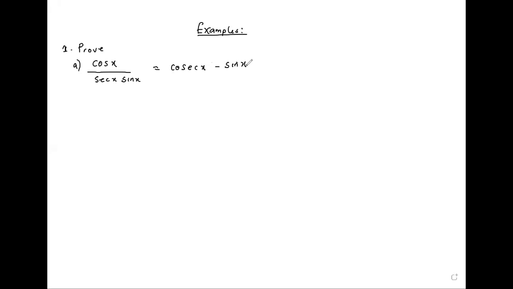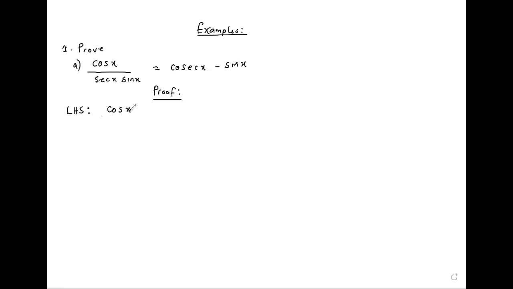So where do we start from? So most of the identities, it's so clear where you're supposed to start from. Like in this case, as we can all see, we are supposed to start from the left-hand side. So let's see.